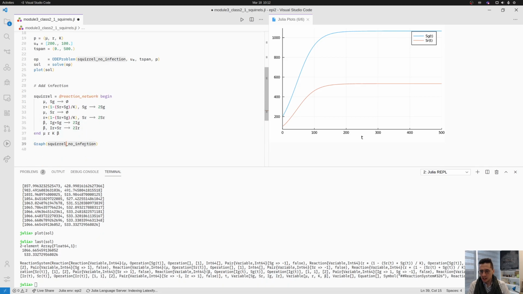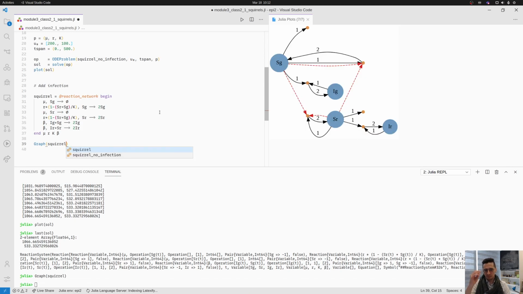Run this model and have a look at the graph. So the graph is getting more complex. There's still density dependence across the natality rate, but there is also this new compartment where an individual can move from being susceptible to being infectious. What there is not here is the fact that a gray squirrel who is infectious can also infect a red squirrel who is susceptible. So there is no cross-species transmission, which is the next thing that we need to build.